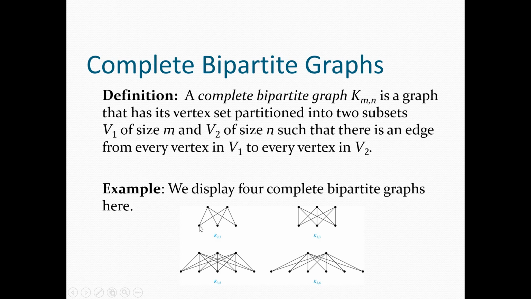Now let's check this. This is connected to every vertex from this set. This is connected to every vertex from this set. This is connected to every vertex from this set. And similarly, you can find others as well. This is K3,3. This set consists of three vertices, and this set consists of three vertices. Now start joining every vertex to every vertex of the other set. So you will have a complete bipartite graph denoted by Km,n.